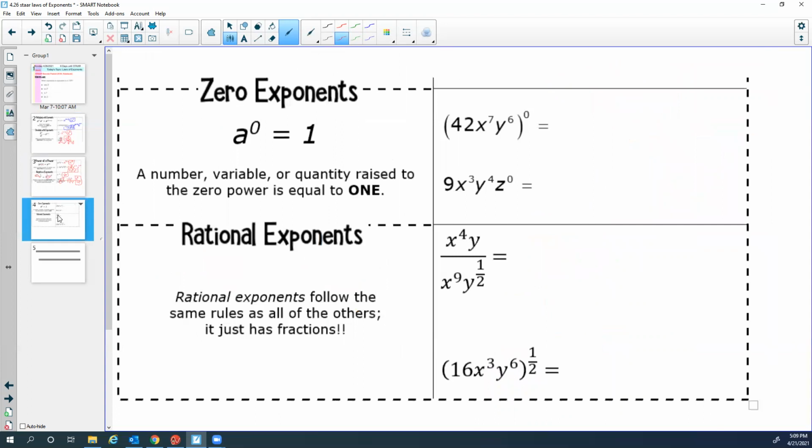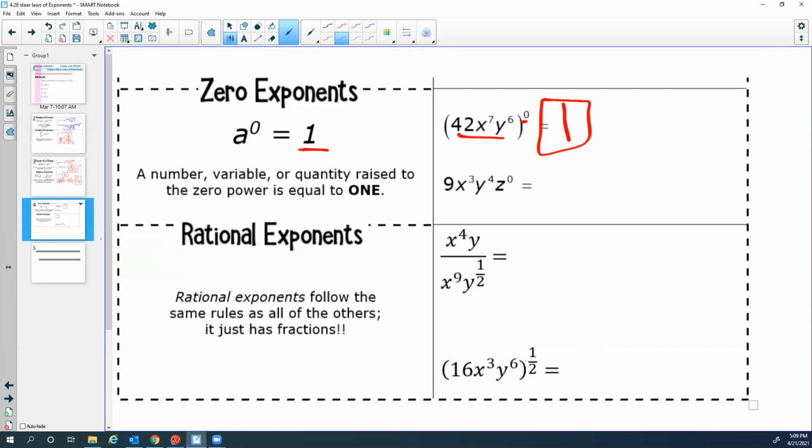Last one, 0 exponents. Whenever you have a 0 exponent, that means that you get the coefficient of 1. So anything raised to the 0 power is equal to 1. So for instance, everything in this parentheses is raised to the 0 power. That's why our final answer is 1.